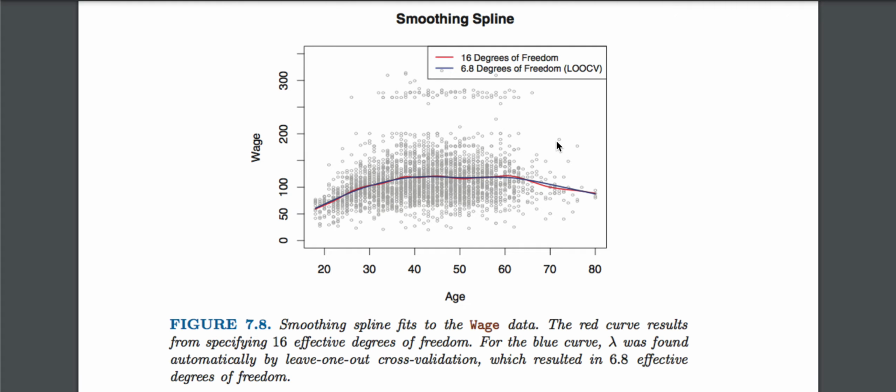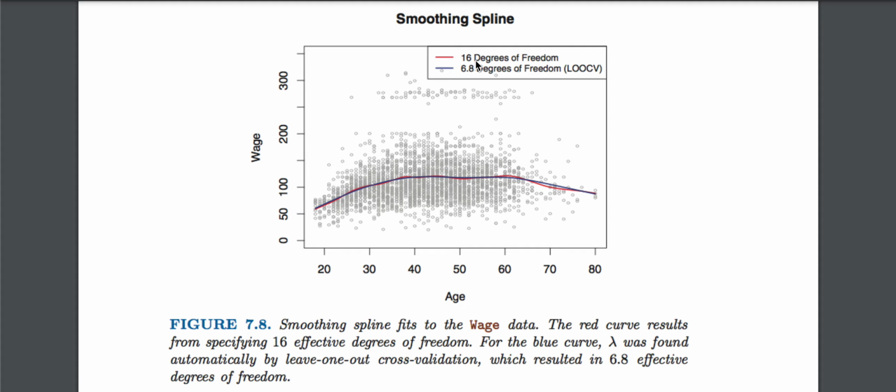Okay, how do we choose lambda? You can do leave-one-out cross validation, and it turns out that there's a simple formula for it. I'll skip the math, which we'll see in our example of how to do it. Here's the wage versus age example. Degrees of freedom is 16.